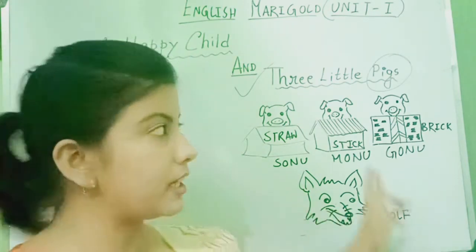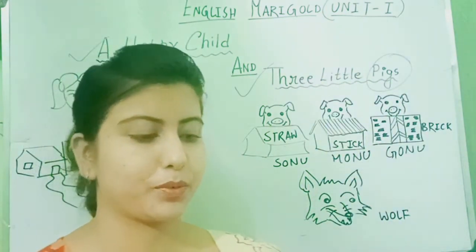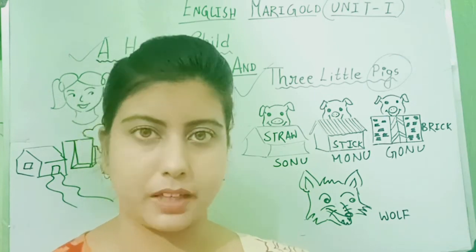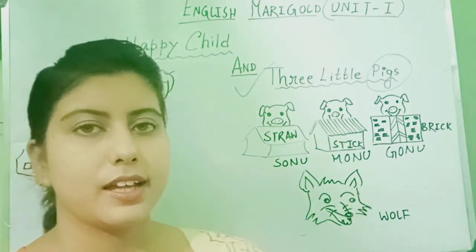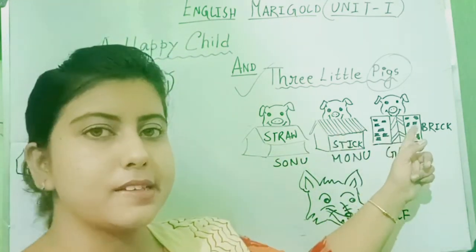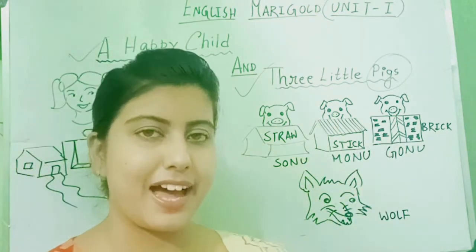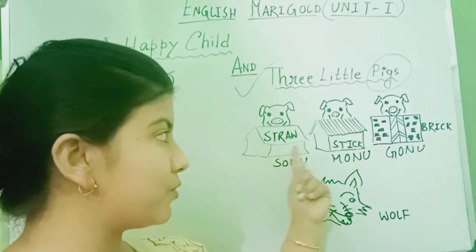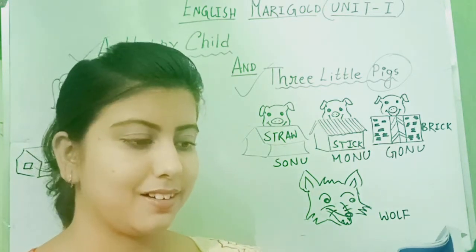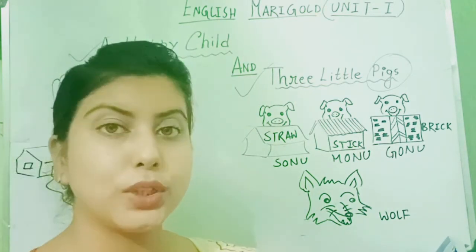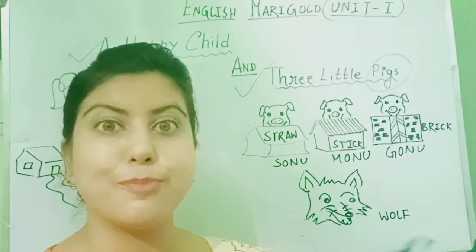So the name of the story is Three Little Pigs. Once there were three little pigs, Sonu, Monu and Gonu. So you can see that the story is about three little pigs and their names were Sonu, Monu and Gonu. They were very good friends and their houses were side by side. Now, Sonu lived in a house of straw. Monu lived in a house of sticks and Gonu lived in a house of bricks.